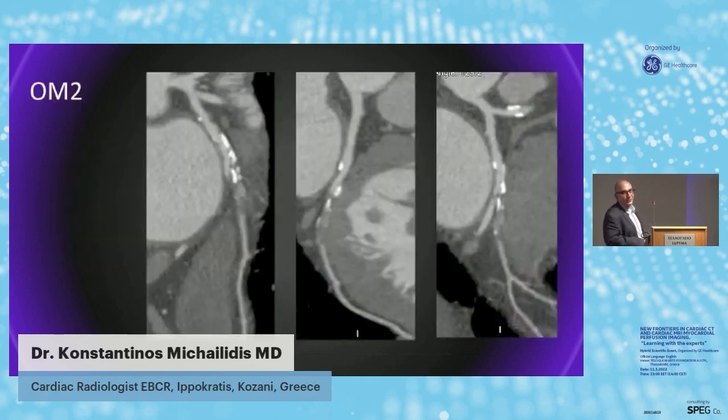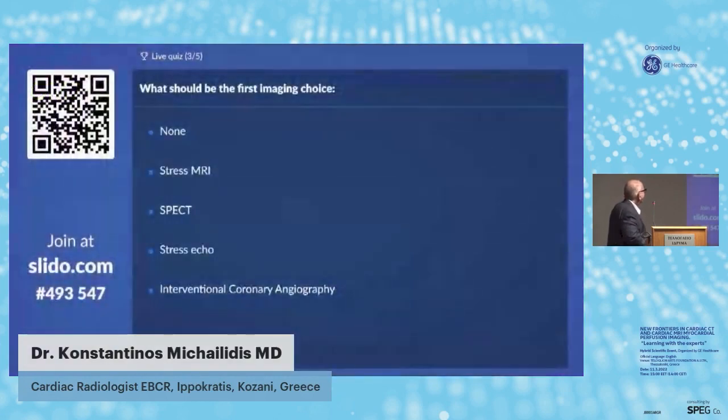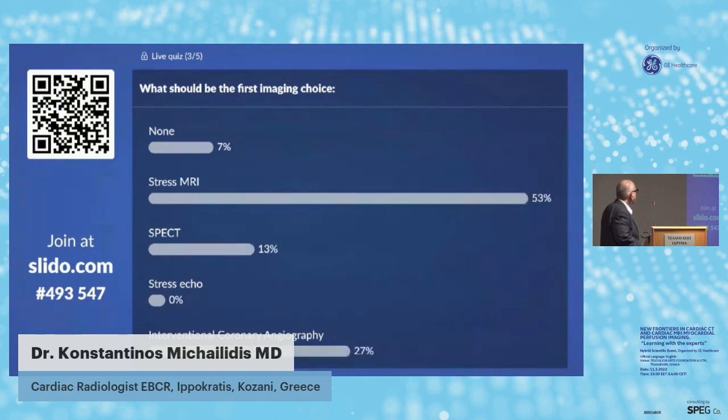So, question again, please. What should be the next imaging choice for this person that we found some occlusion? He's asymptomatic, has a 2 centimeter long chronic total occlusion in the obtuse marginal branch. Is it nothing? Is it stress MRI? Is it SPECT, stress echo, or interventional coronary angiography?